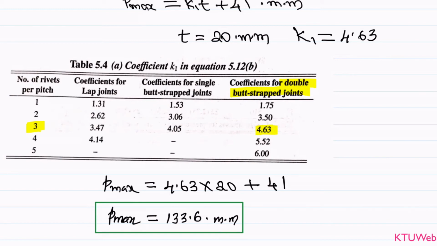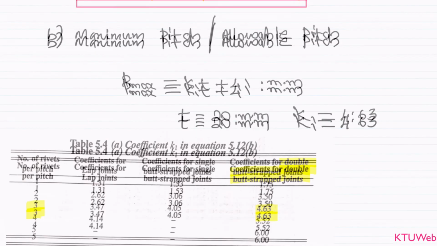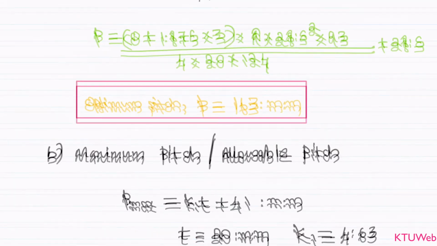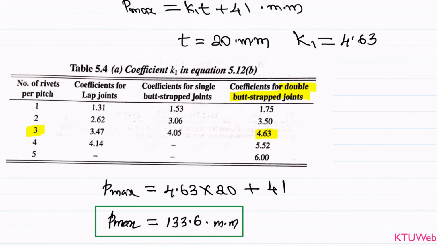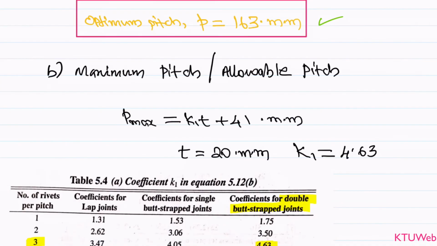Now we have to check the maximum value against the optimum value. Here we are getting the optimum value, upon our calculation, as 163. But as per the Indian standard and the international standard, the maximum value should be limited to 133. Since in this problem the optimum value is greater than Pmax, you cannot take the optimum value, because when you take it, it will be greater than Pmax. That means it will deviate from the standard.